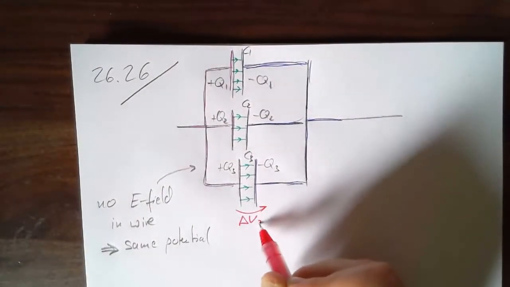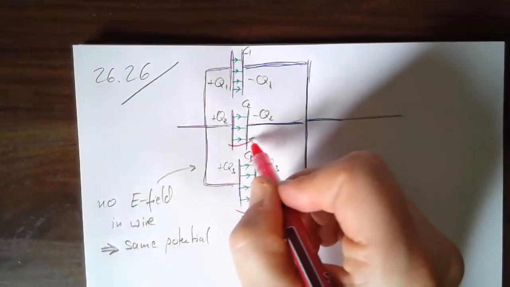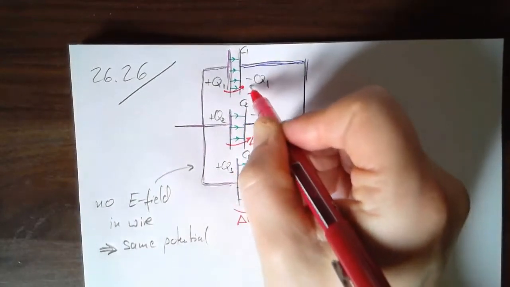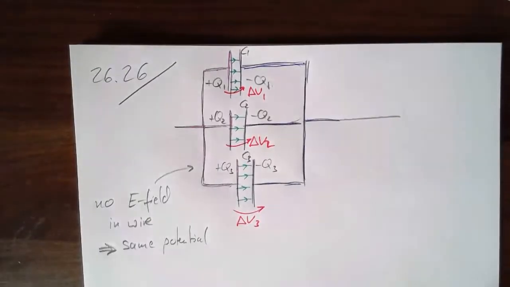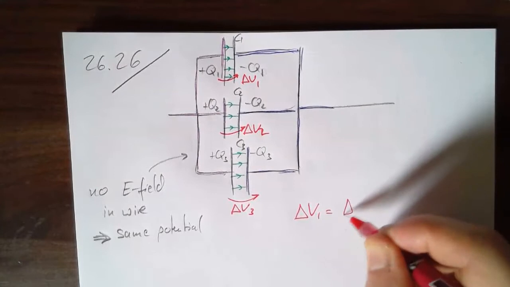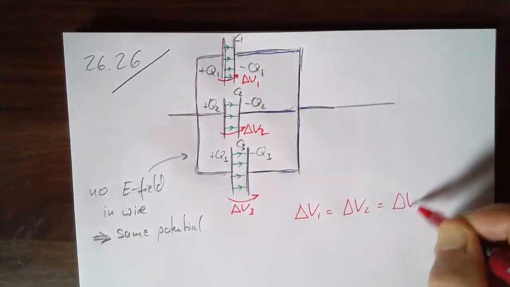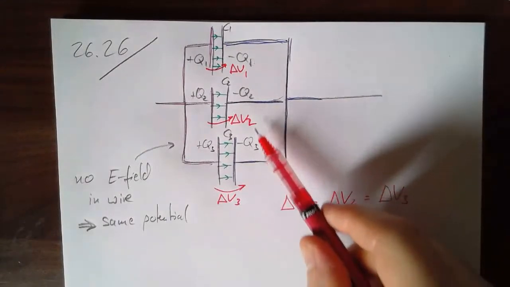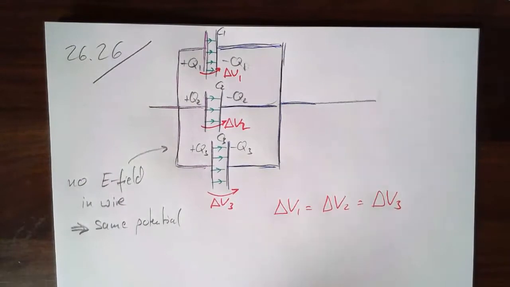So this is delta V3, this is delta V2, and this is delta V1, denoting the potential differences. Then I get that delta V1 equals delta V2 equals delta V3. What's not the case here, in contrast to the previous question, is that the charges have to be the same. They very much don't. They could be very different from each other.